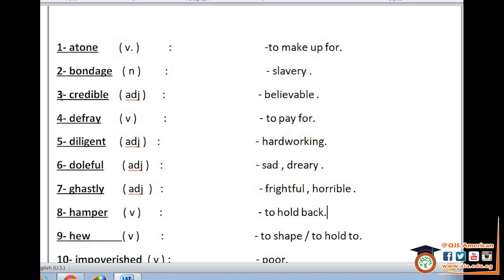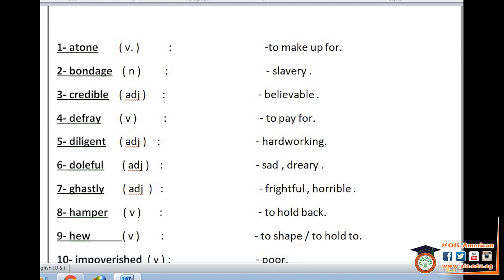Number 3, credible. You know the word credit card? It comes from credit, or cred, the original word. Credit, something you trust. So credible is related to this: believable or trustworthy. Number 4, defray. This is a verb, to pay for. When you defray the cost of something, you pay for it.